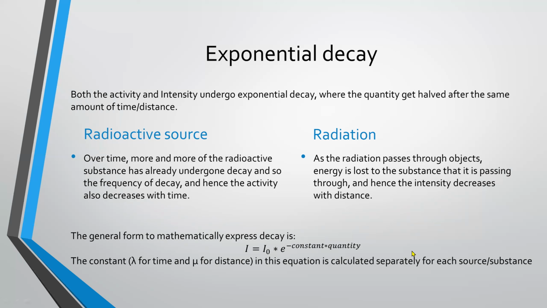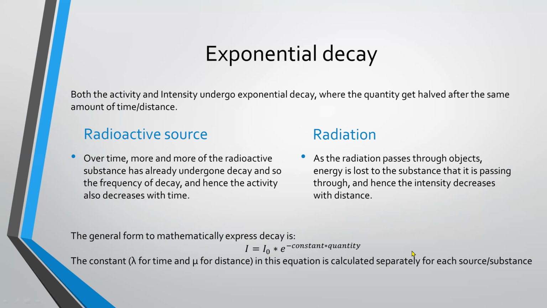For a radioactive source, over time more and more of the radioactive substance has already undergone decay, and the frequency of decay, the activity, also decreases with time. So activity decreases with time. There's something called half-life which is related to this.